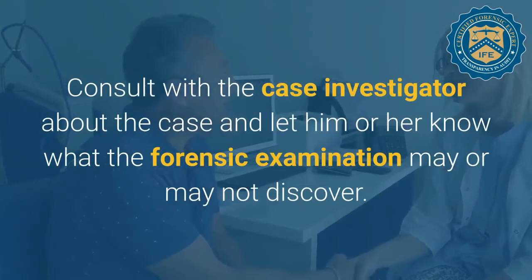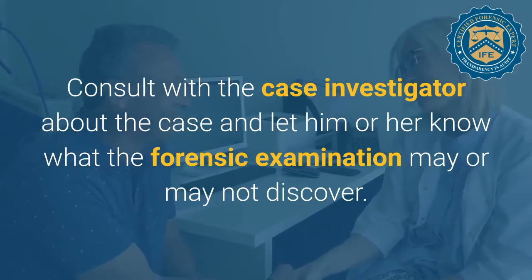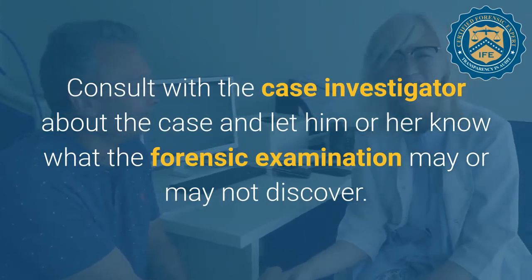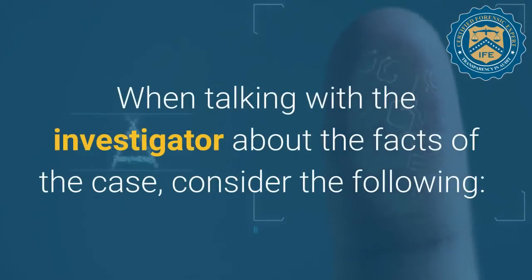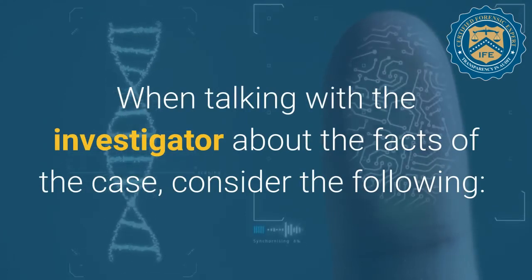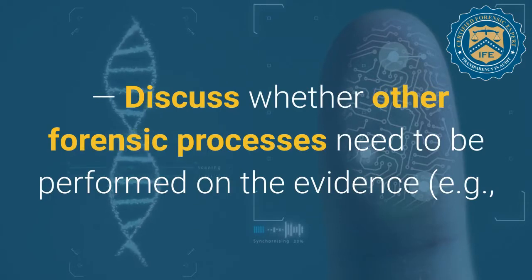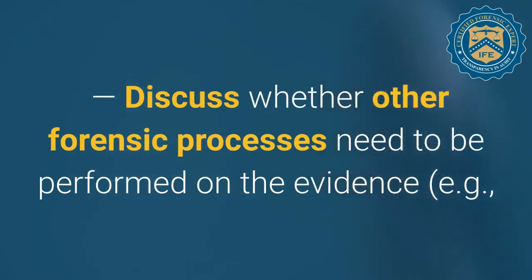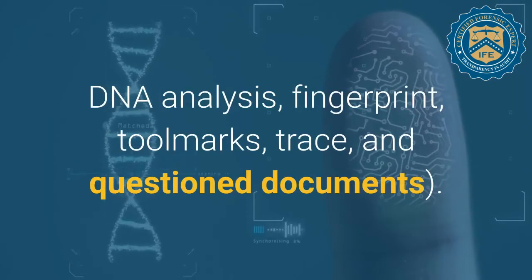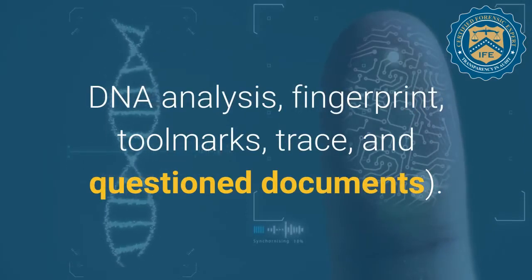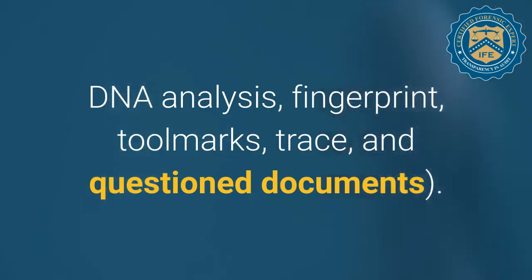Consult with the case investigator about the case and let him or her know what the forensic examination may or may not discover. When talking with the investigator about the facts of the case, consider the following: discuss whether other forensic processes need to be performed on the evidence, e.g., DNA analysis, fingerprint, tool marks, trace, and questioned documents.